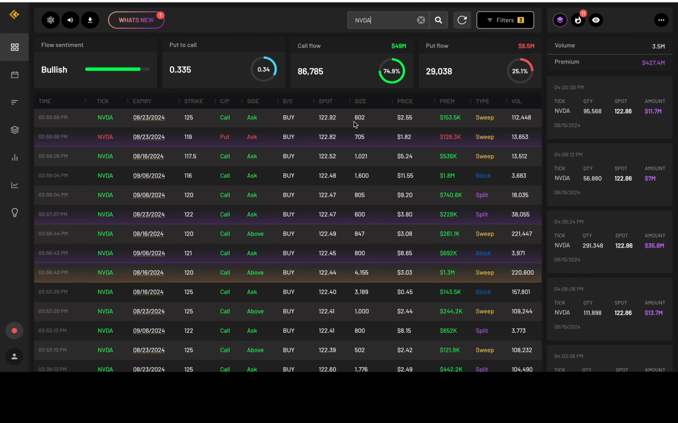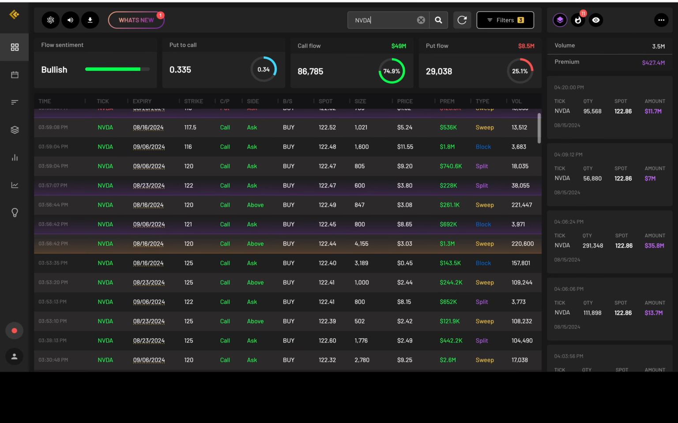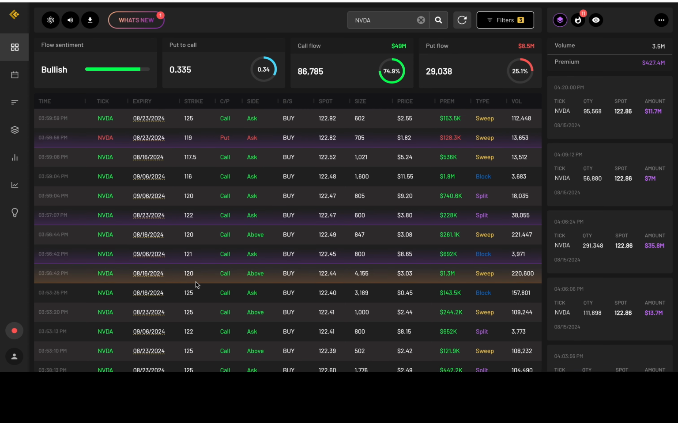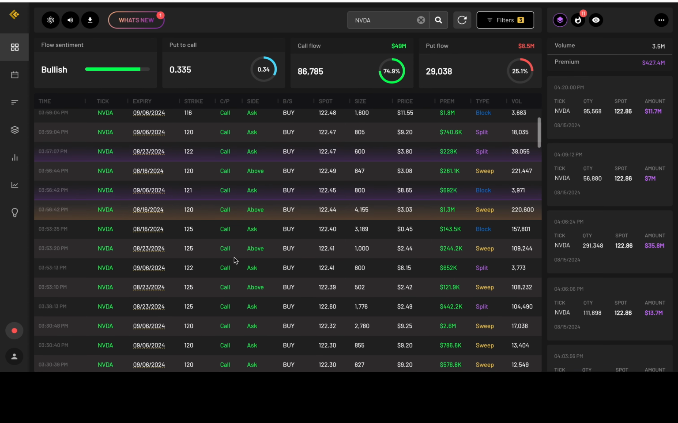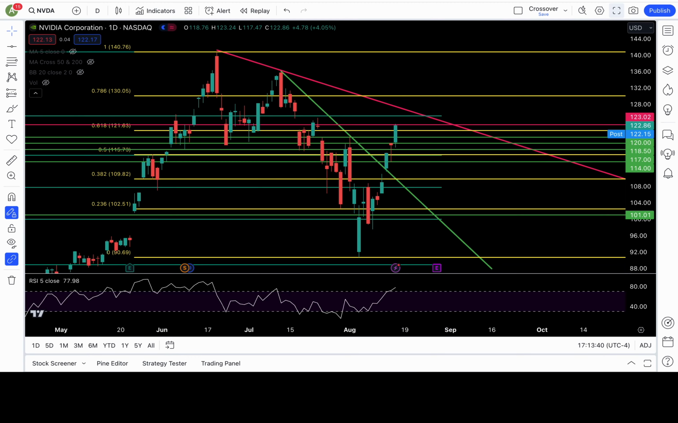Okay, let's take a look at NVDA. It's bullish. So August 16th for tomorrow, seeing some calls here above the ask for 120 strike price. I wonder if they already took profit. Now this is for August 23, above the ask, sweep order, 125 strike price. Yeah, we're getting very close to that.